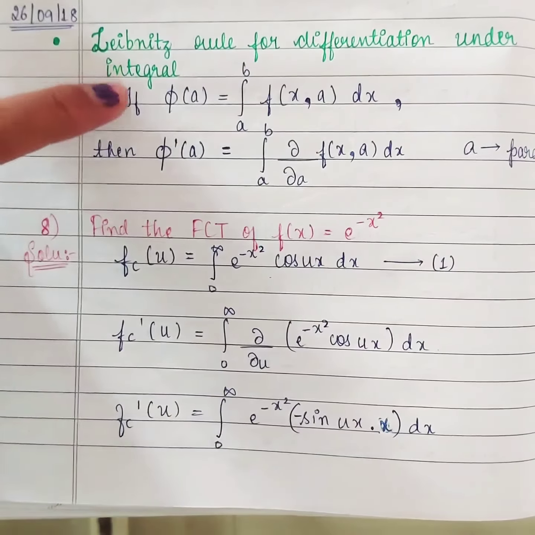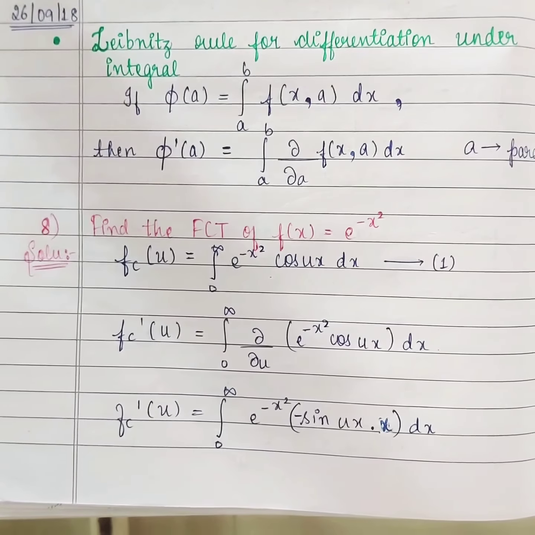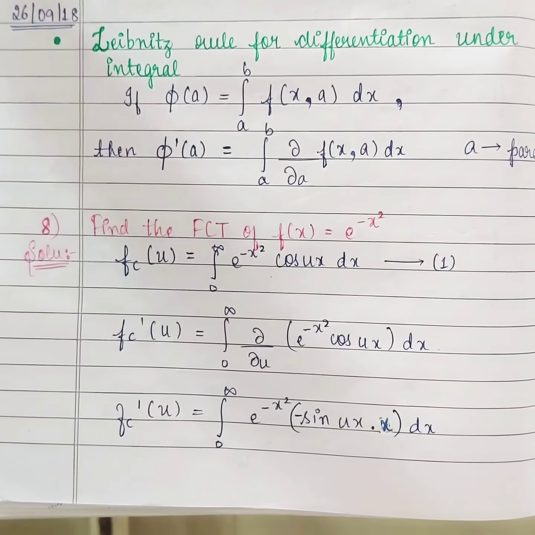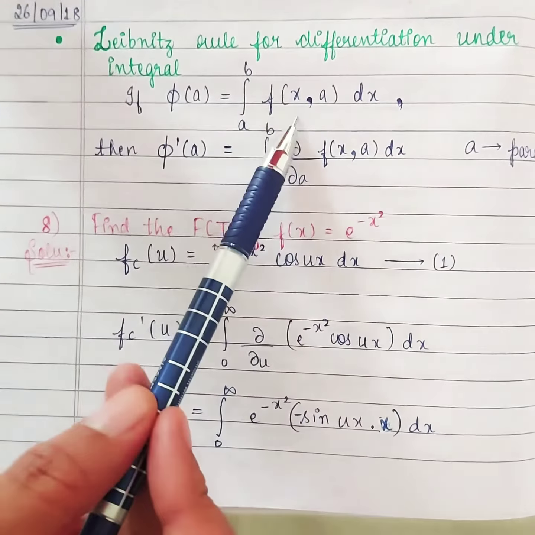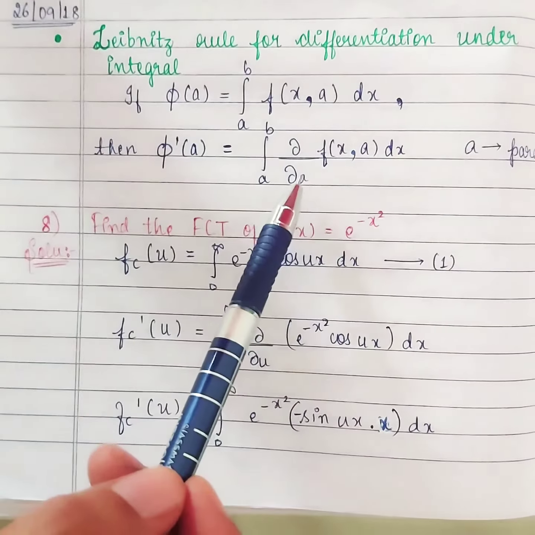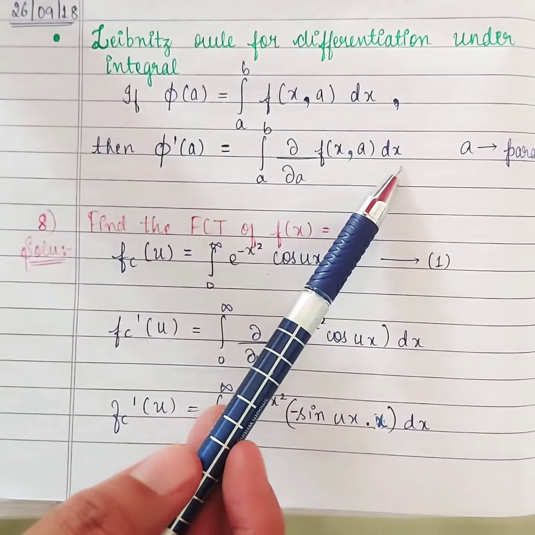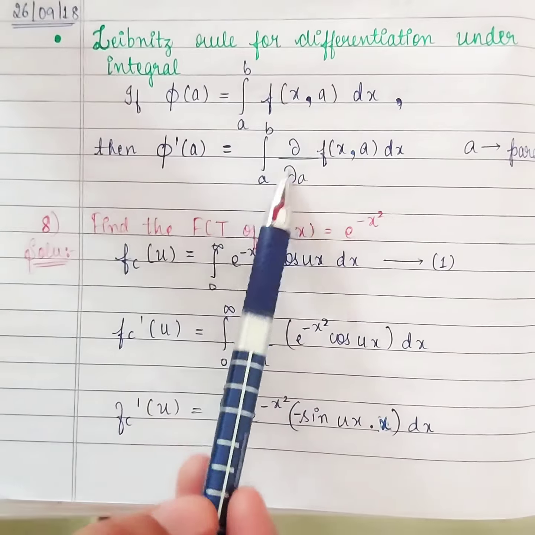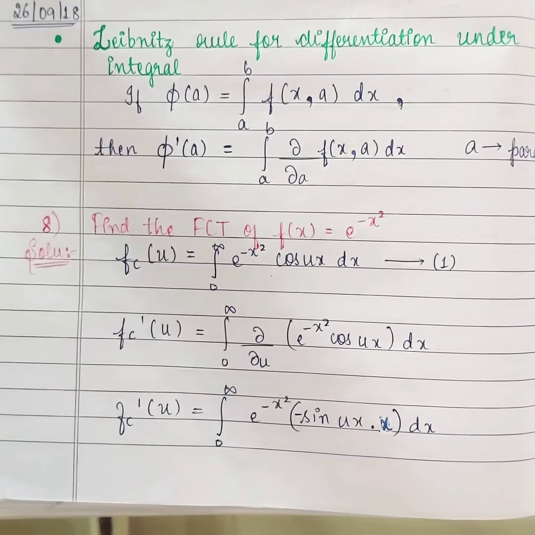That is, if phi of a is equal to integral a to b of some function f of x comma a dx, then phi dash of a is equal to integral a to b del by del a, partially differentiating with respect to that constant, of f of x comma a dx. Here along with x some constant will be there, no? So this is the procedure to find the integral values in such cases.